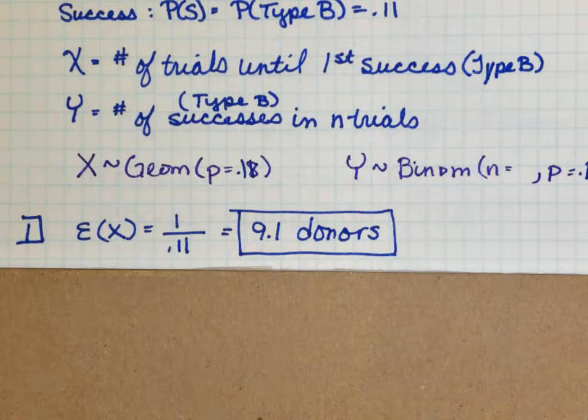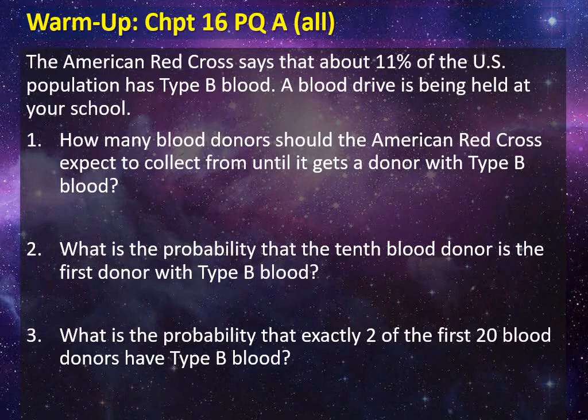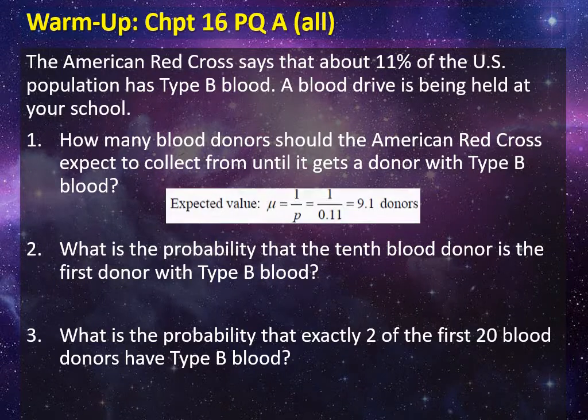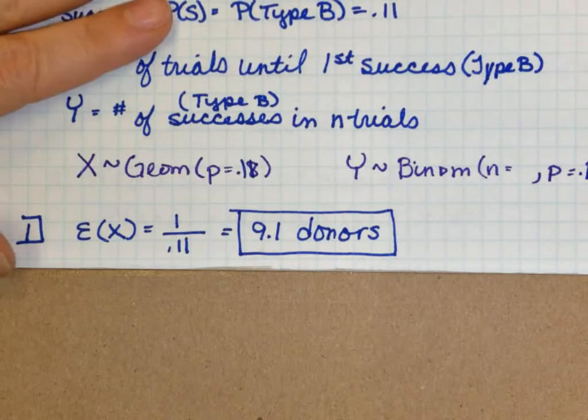And then on problem number 2, it says, what is the probability that the 10th blood donor is the first donor with type B blood? Is that geometric or binomial? That one's going to be geometric. So what do you need to show for a geometric problem?